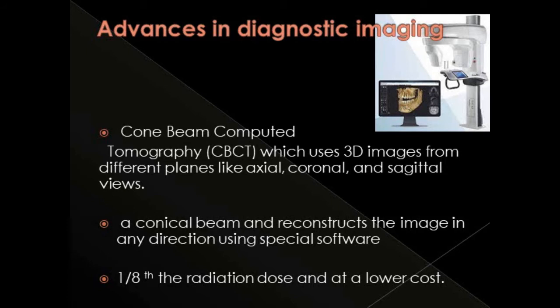So what is the difference between CBCT and CT is that CBCT gives all the information like that of CT, but at a radiation that is only 1/8 the radiation dose that is used for CT and at a very much lower cost.